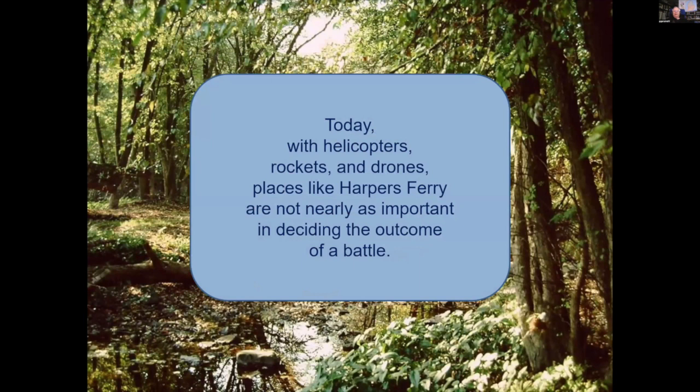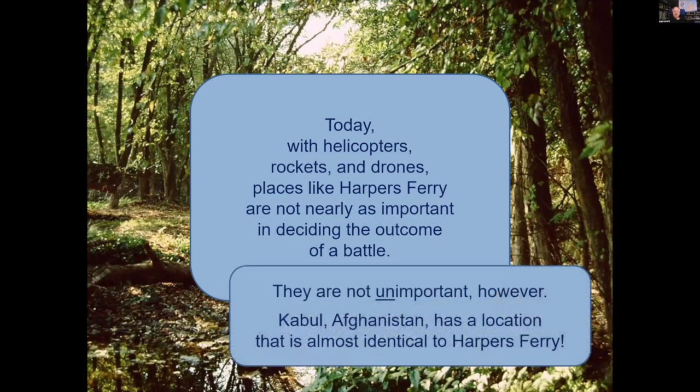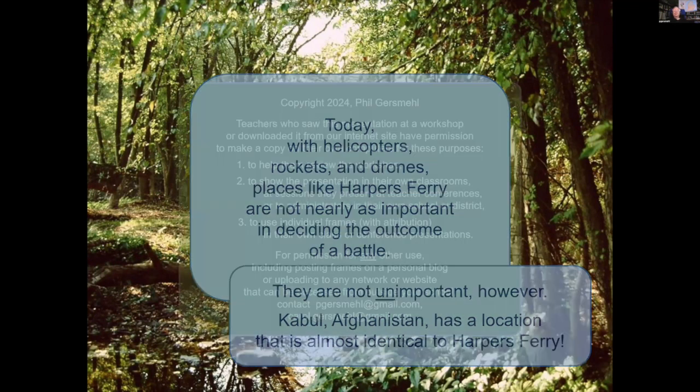Now, today, with helicopters and drones and so on, places like Harper's Ferry are not really important. Really? I mean, Kabul, Afghanistan turns out to be a location that's almost identical to Harper's Ferry, where a river cuts through a long mountain range.